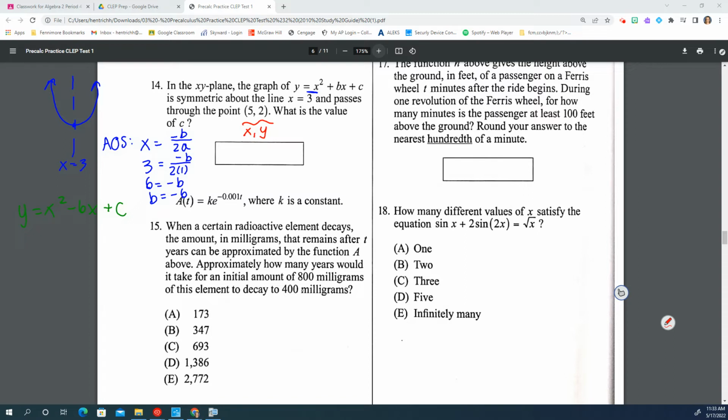Wait, so how did you get the 1 again? The 2 times 1? Oh, this is just like the form, where a is 1. So the formula is negative b over 2a. So there's x. Oh, yeah, because a is the. Yeah. Yep. I forgot what that was for a second.